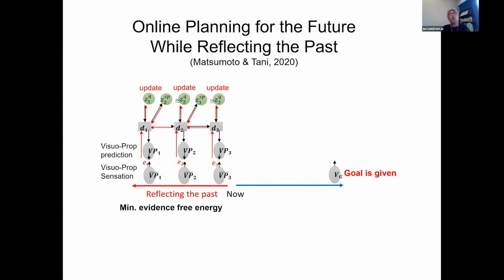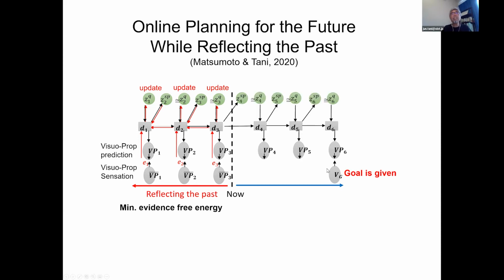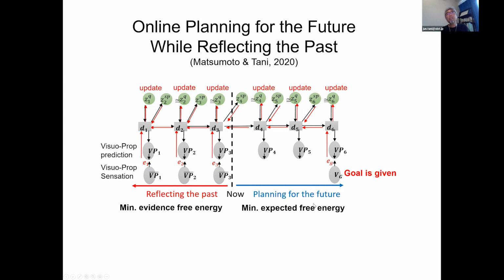But in this case, we show the goal image that has to be achieved. So this is a predicted one. If there is a gap between that goal image and the prediction, then because this goal has to be achieved, this gap error is propagated, updating the posterior so as to minimize expected free energy for the future. So we do both: minimizing evidence free energy for the past by predictive coding, and minimizing expected free energy for the future by active inference.